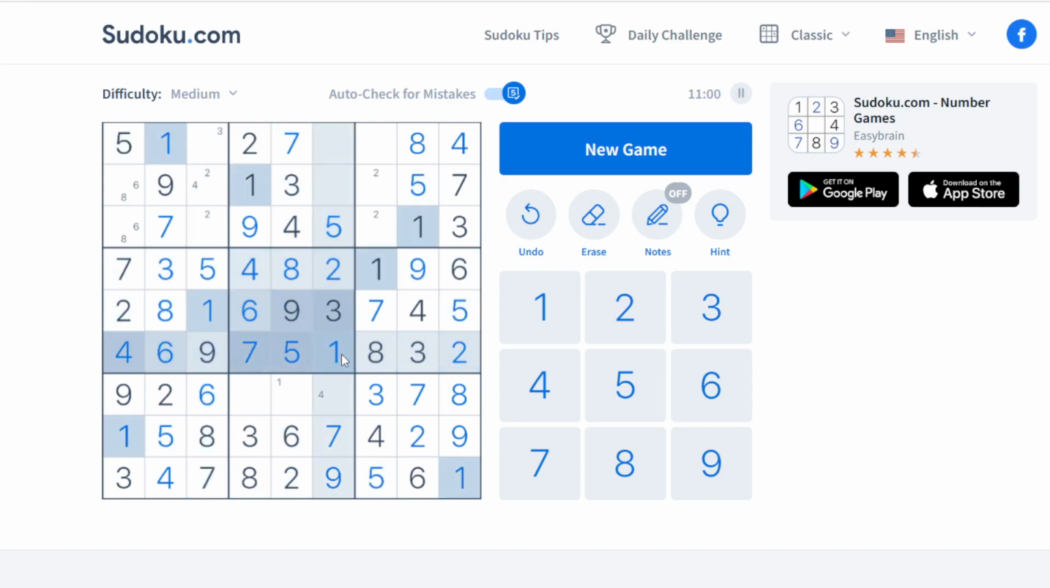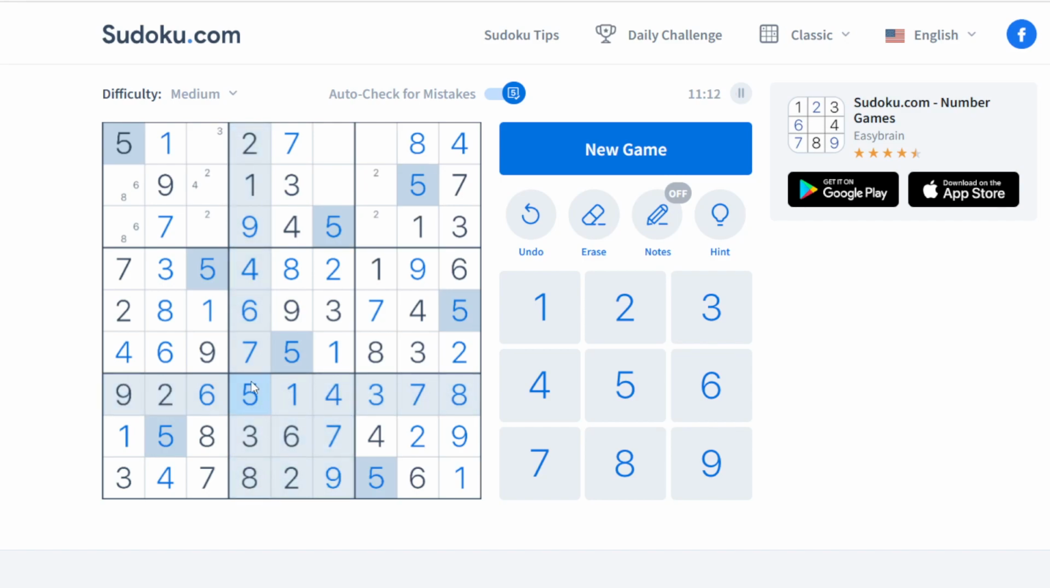That must be the 1. This must be the 4. That must be the 1. A single. 1, 2, 3, 4, 5. Are there any other singles that I may have missed? Doesn't look like it. But we do have some doubles.